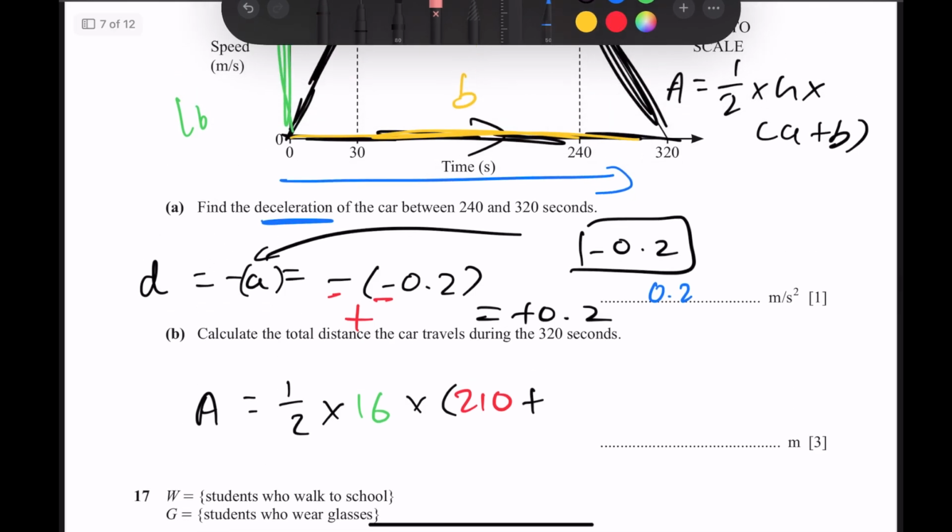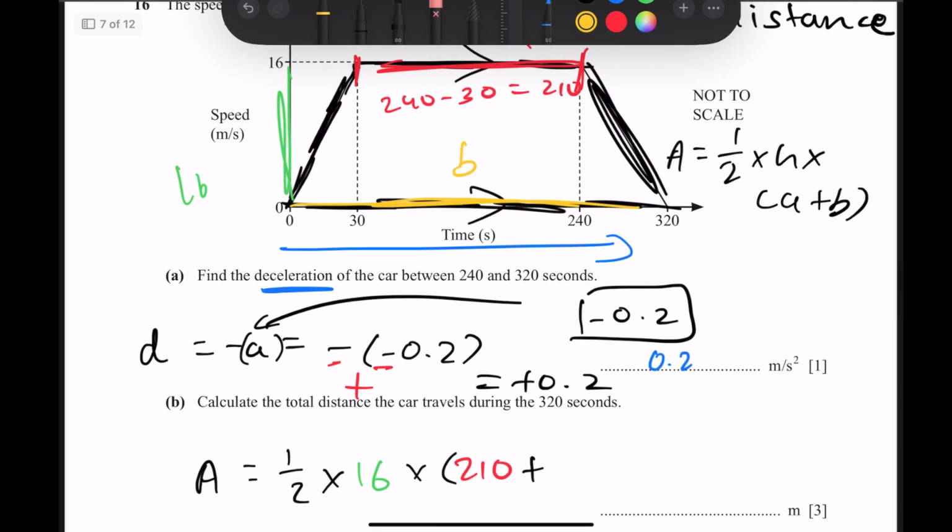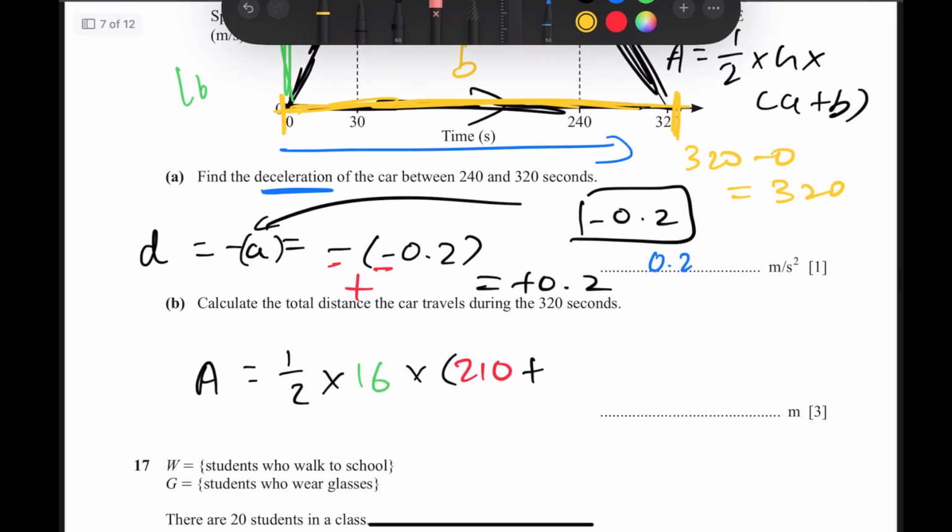Now b is just 320 because b is this entire length. So 320 minus 0, since the right end is 320 and the left end is 0. Now this answer is equal to 4,240. This is your final answer.